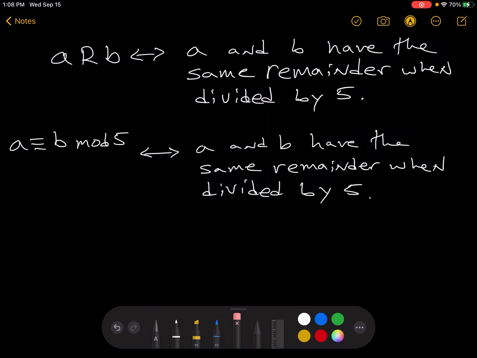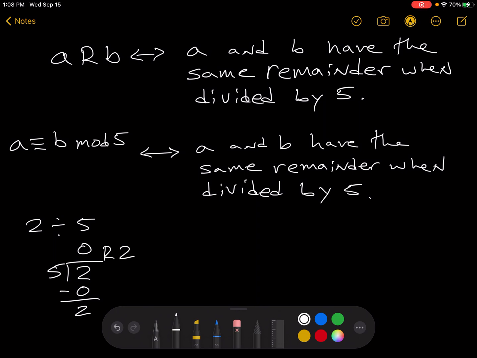All right, so now let's look at, for example, 2 divided by 5. Let's do the math there. How many times does 5 go into 2? Well, it doesn't go in any times. It goes in 0 times. 0 times 5 is 0. Subtract, you get 2. So your remainder is 2.